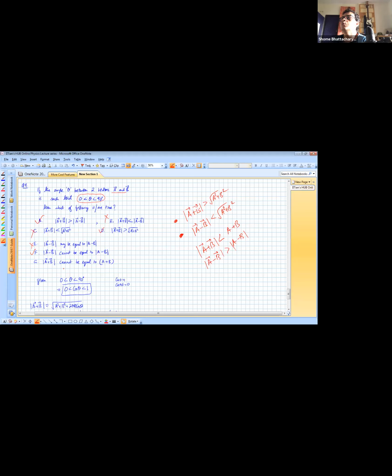And similarly, mod of a plus b. For mod of a plus b to be equal to the sum of magnitudes, the angle has to be how much? The angle has to be exactly 0. But again, here it is greater than 0. So always it is less than this. So that's why this option is wrong. So our final answer therefore is becoming A, D, F, and G. These are our final answers.